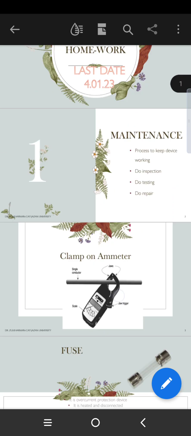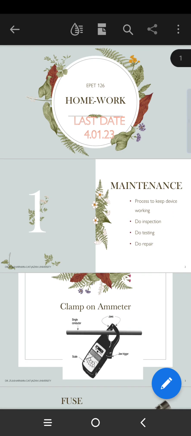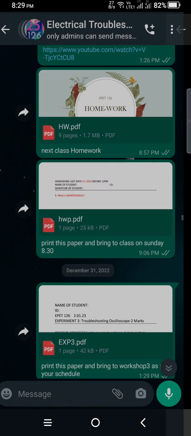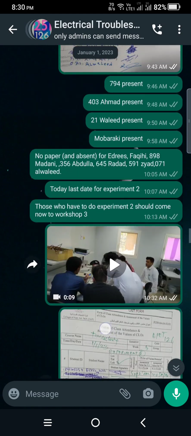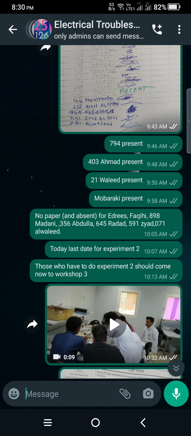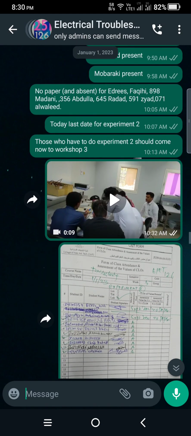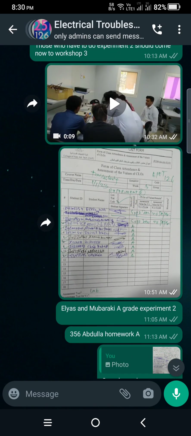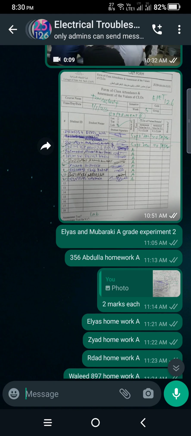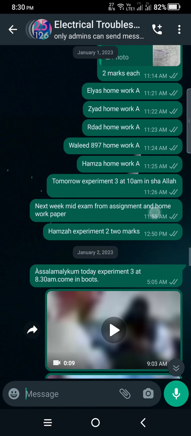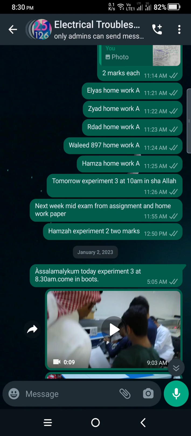Similarly, this was related to homework. Next, what you have to study for an exam, for your assignment, is the next one. I have given everything, all the information is available, and you see here no paper was given, and all the information is given here. Similarly, for the experiment I have given this. This is 2 marks for practical, and those who have got it, I have already indicated. So keep on checking your WhatsApp, you have all the information.